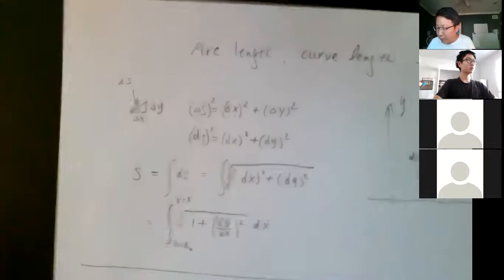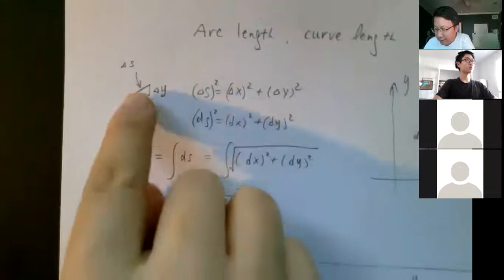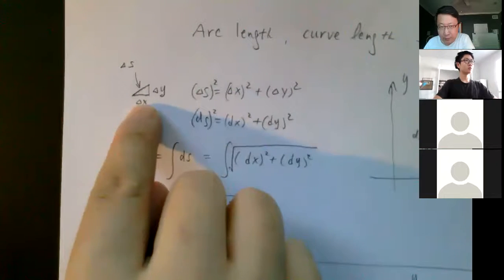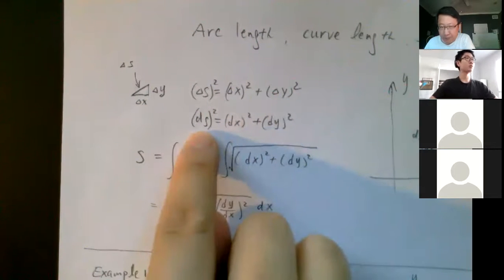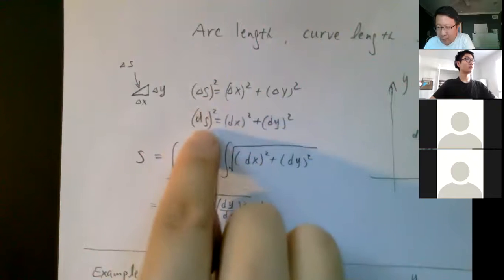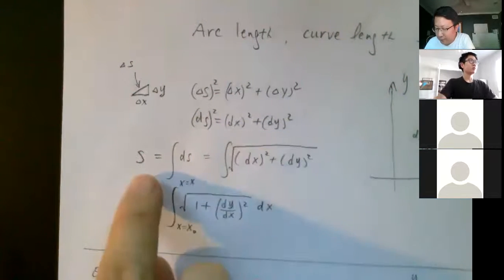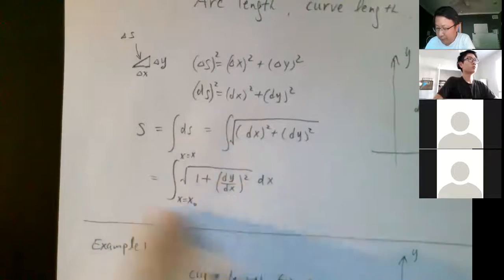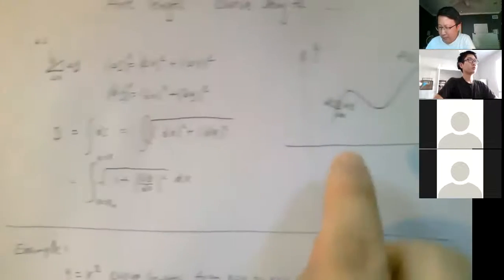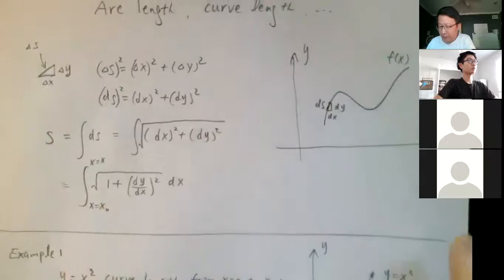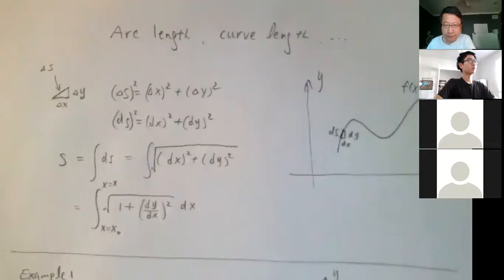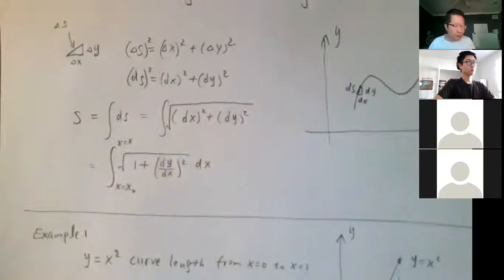So this is how we use this kind of delta S equals this, when each of them approaches infinitesimally small, then this becomes this, and this becomes here, and that is how you get this whole thing. Very simple, right? Very simple how to derive the arc length, the curve length. Okay, got it? So this is a little bit of math I'd like to share with you today.